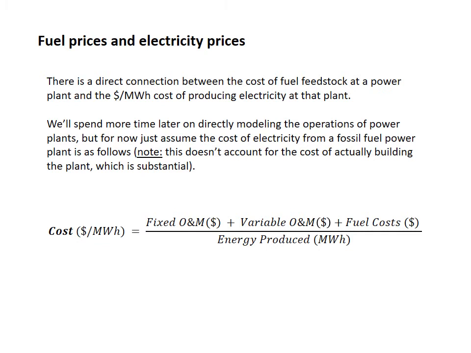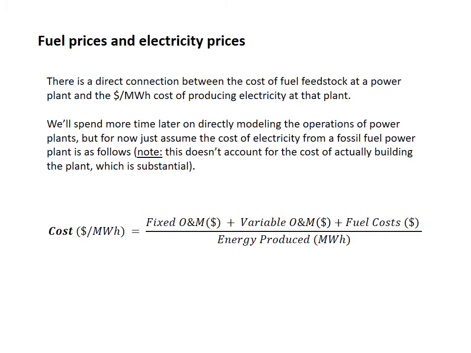So if we're looking at operational costs on a dollar per megawatt hour basis, the denominator here is all the energy that we're actually producing from the plant. In the numerator, we have the fixed O&M costs. That's the money we're going to have to pay regardless of how much electricity we actually produce, and that could be keeping people on salary, regular upkeep of the plant, keeping the lights on, stuff like that.